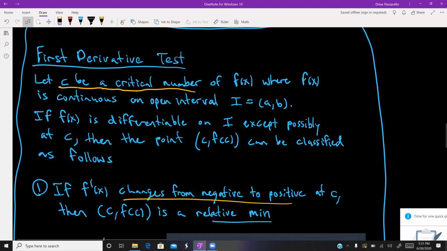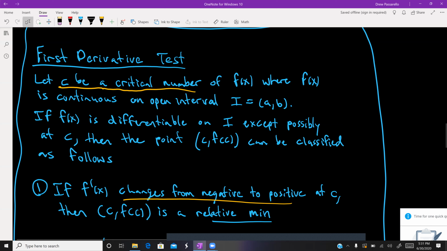So from section 3.1, we talked about critical numbers. So we're going to have to find a critical number. Now, if on that same open interval for which the function is continuous, it's also differentiable on that interval, except possibly at the critical number c, because recall that a critical number means the first derivative is equal to 0 or it doesn't exist at c.